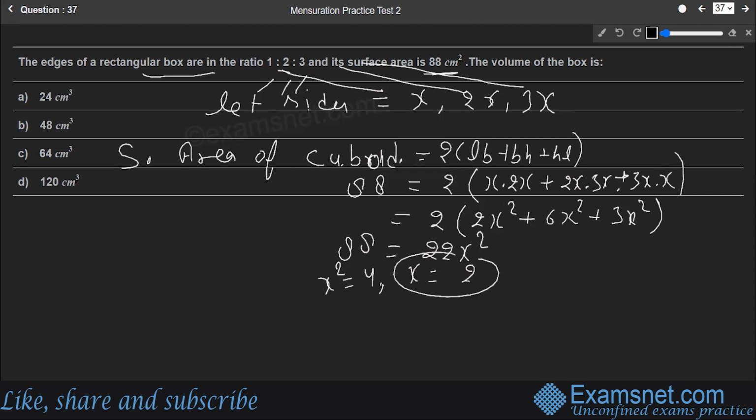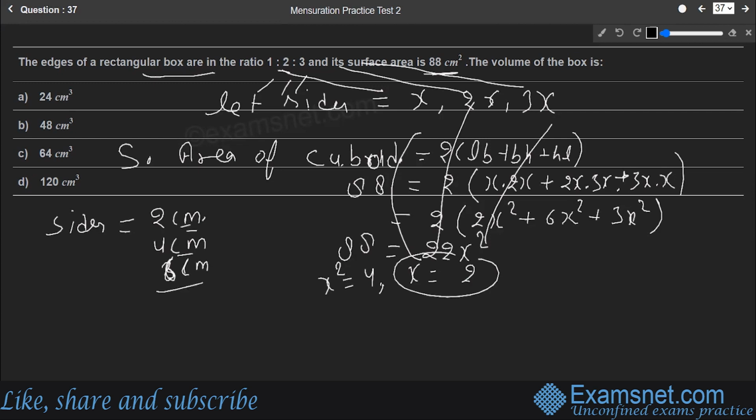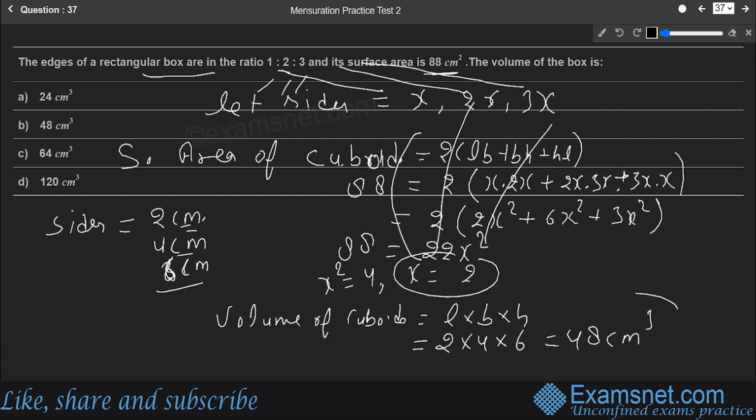With x value of 2, we can find each side that we had assumed initially, x, 2x, and 3x. So the dimensions of the rectangular box are 2 centimeter, 4 centimeter, and 6 centimeter. Now we need to calculate the volume of the box. Volume of a cuboid is L into B into H. So let us multiply all three dimensions: 2 into 4 into 6, that is 48 centimeter cube. That is the right volume asked for, available in option number B.